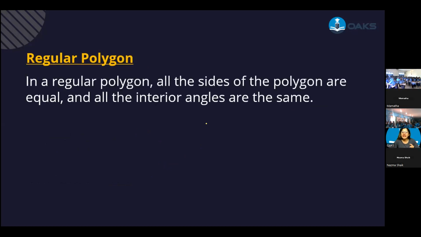Now, let's see what a regular polygon means. In a regular polygon, all the sides of the polygon are equal and all the interior angles are the same. Okay, just think of this. Now, I'll be calling someone from the boys of school 1, the boy in the center.